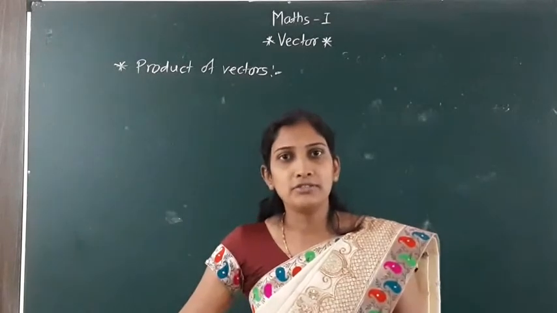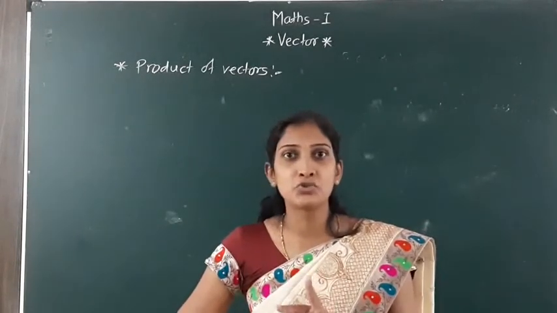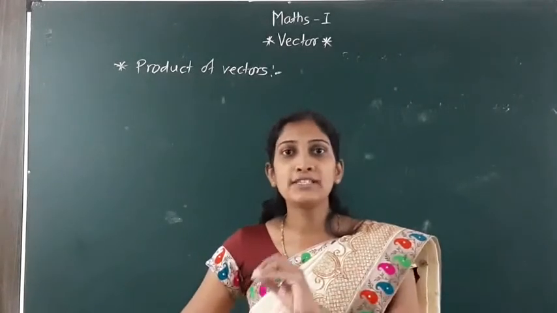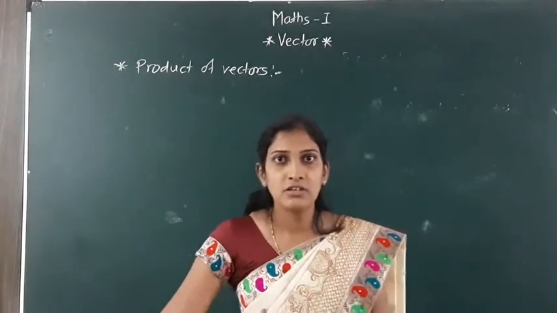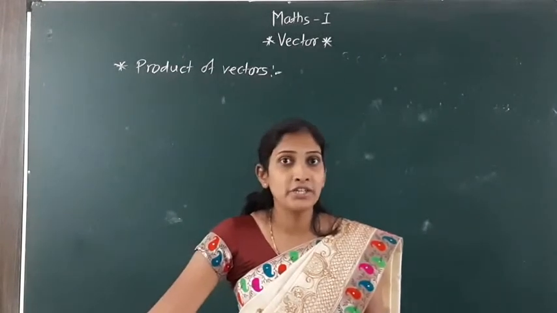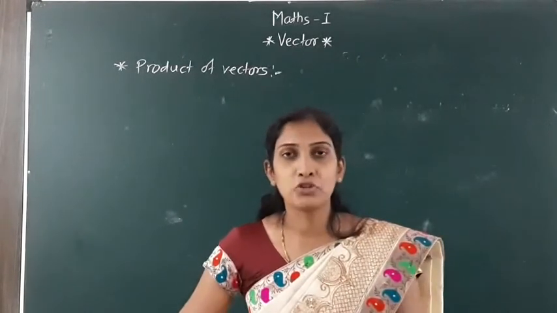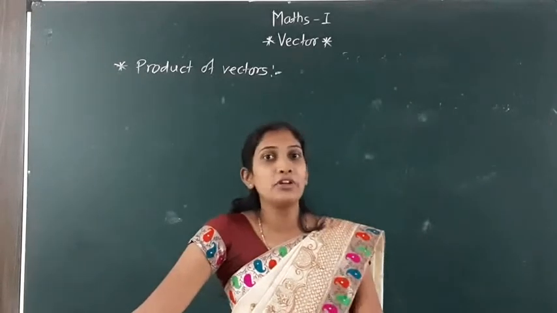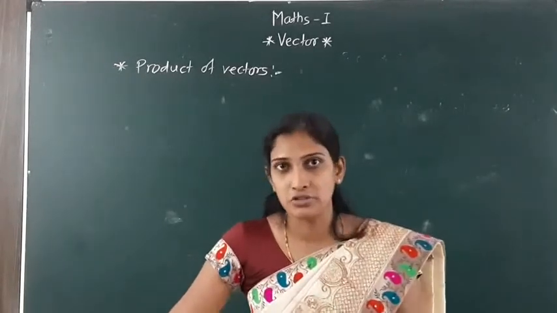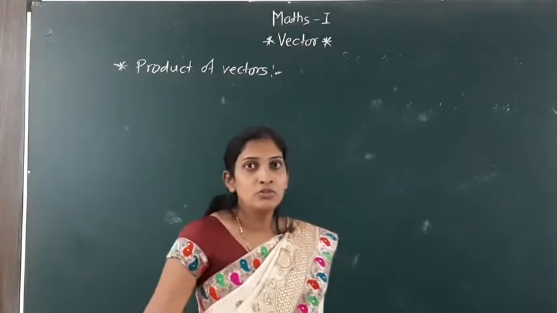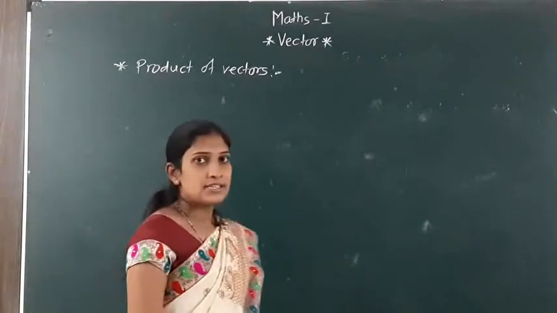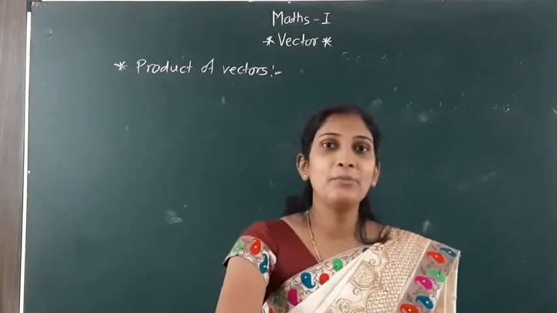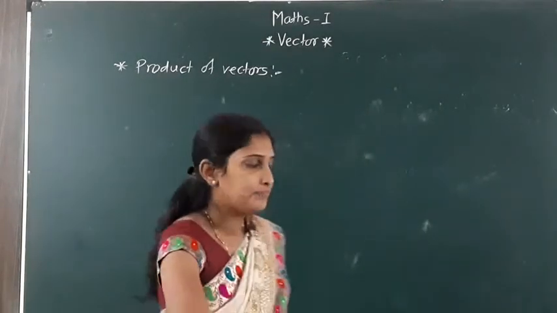What is dot product and how do we distinguish these two? If the product results into a scalar quantity, then this is scalar product. And if the product results into a vector quantity, that is vector product. Now, for the product of vectors, before that we have to know the angle between two vectors.